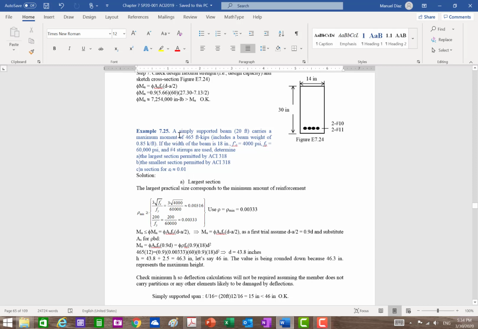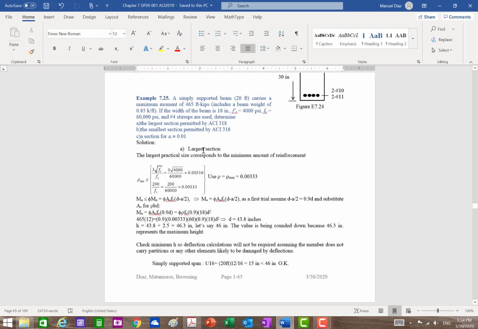Now you have a simply supported beam, 20 feet long, that carries a maximum moment of 465 kip-feet, which includes a beam weight already of 0.85 kips per foot. If the width of the beam is 18 inches, f'c is 4,000 and fy is 60,000, and you're using number 4 stirrups, determine the largest section, the smallest section, and then a section where epsilon t is 0.01. So, largest section.